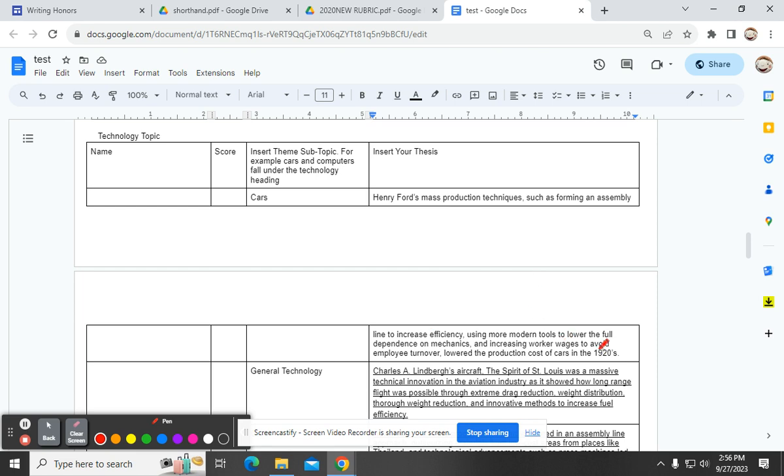"And increasing worker wages to avoid employee turnover." This is an unrelated separate issue. "Lower the production." And this is an outcome. The second part is an outcome. We have a couple things going on here. This is an outcome, and it could be an outcome of this.